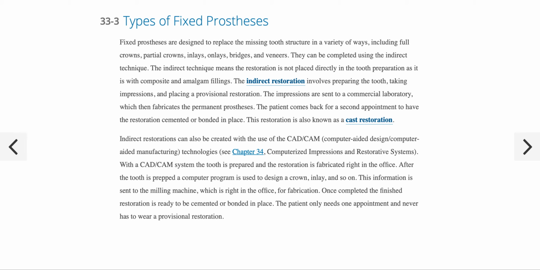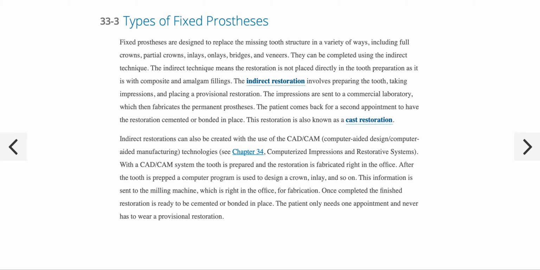Types of fixed prostheses. Fixed prostheses are designed to replace the missing tooth structure in a variety of ways, including full crowns, partial crowns, inlays, one-lays, bridges, and veneers. They can be completed using the indirect technique.